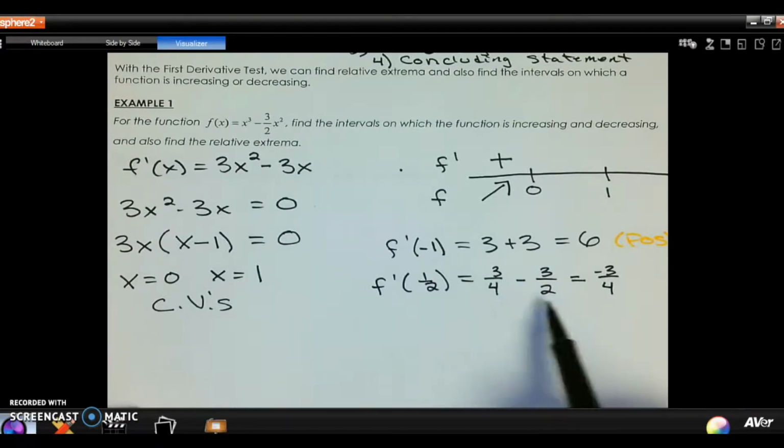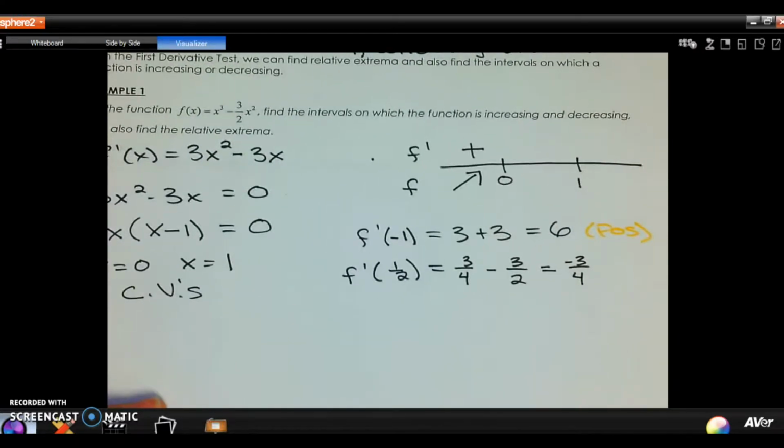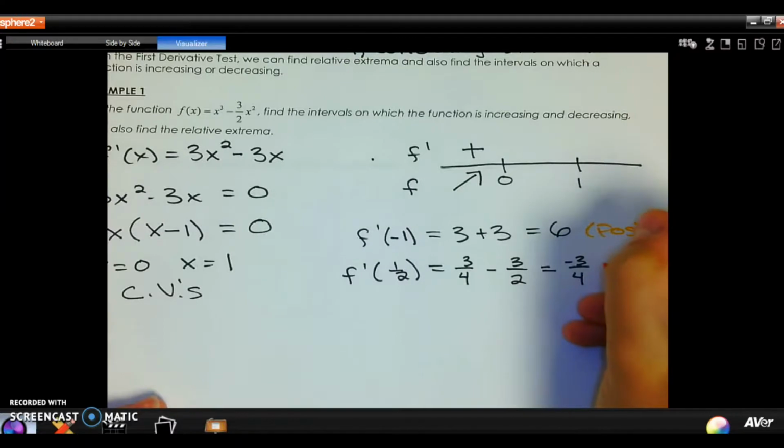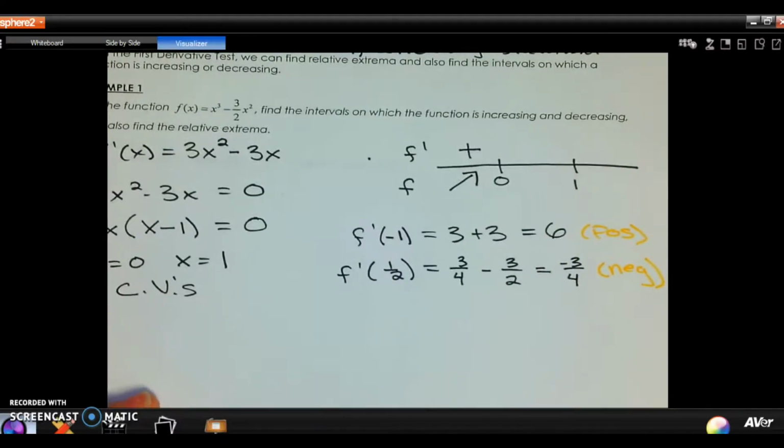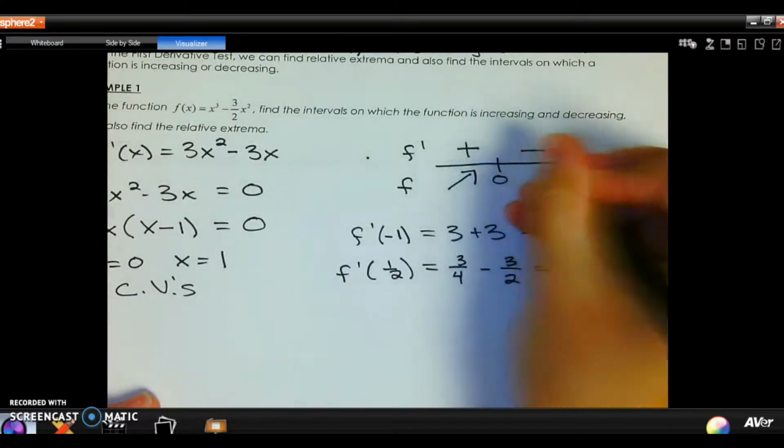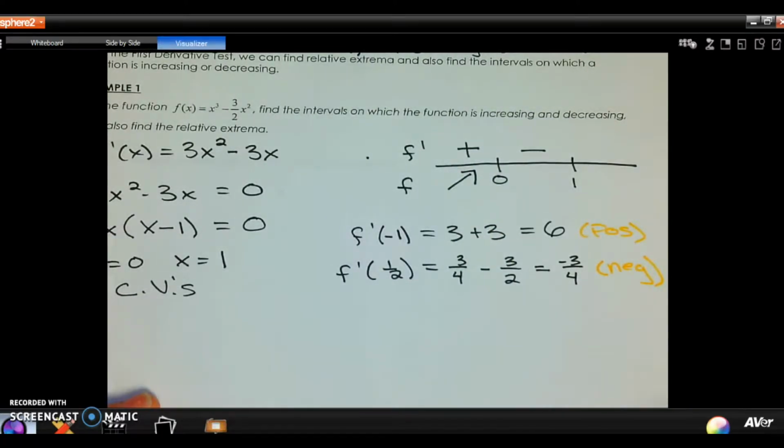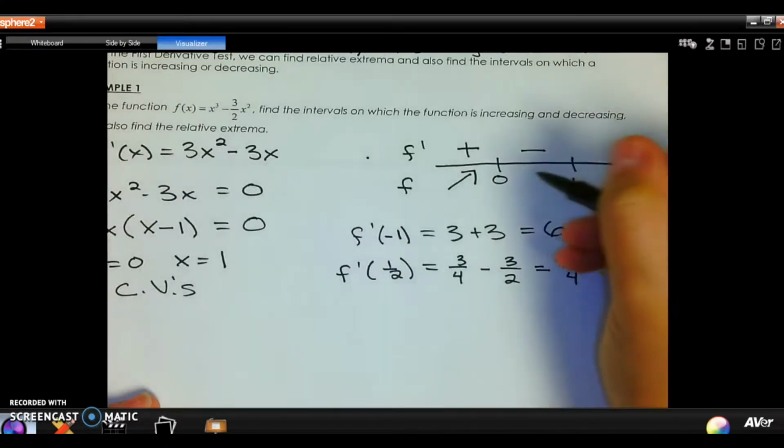But even just by looking at that, do I really care about the numeric value? No. What do I care about? What kind of number is it? It's negative. So what does that tell me? If the derivative is negative, aka the derivative is less than 0, that tells me the original f of x is decreasing.